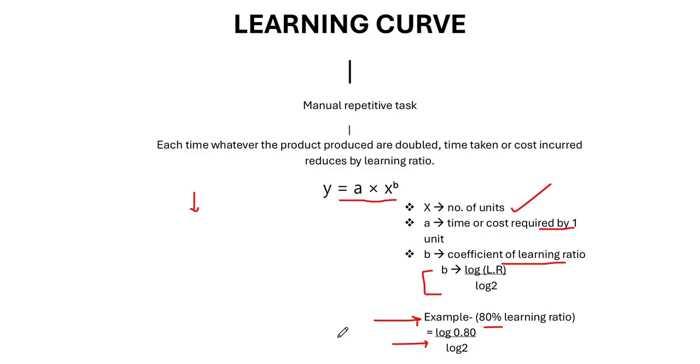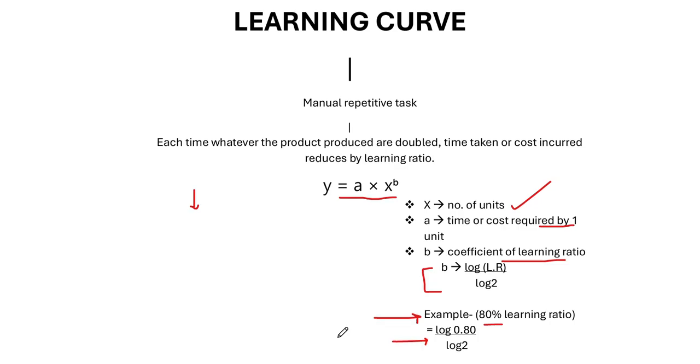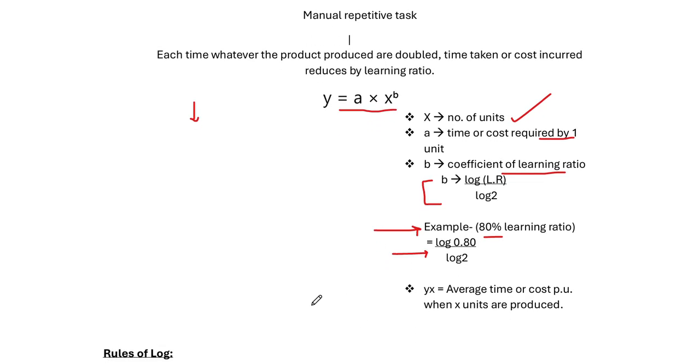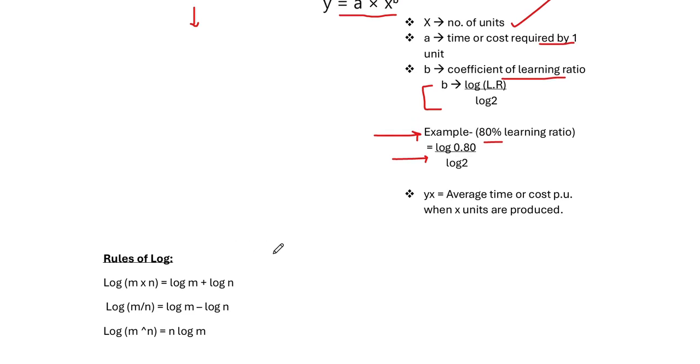Now don't worry about logs. I will show you how to apply it in questions step by step. Now let's understand the rules of log. First is log m into n, which is log m plus log n. That is, when two numbers are multiplied, their logs are added. Simply, multiplication becomes addition in logs. So instead of multiplying, first you need to add both variables.